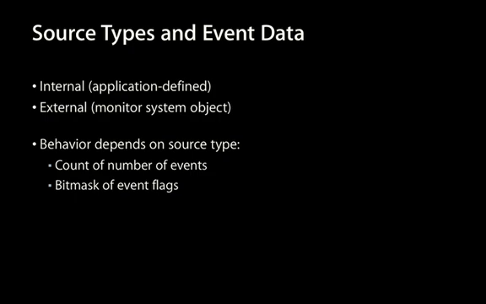So for some sources, the data that's returned to you is the count of the number of times an event has happened. We saw this with timers. For other event sources, it might be a bit mask of different event flags that indicate what activities occurred. And anytime that activity happens, that flag gets ORed into the bit mask. And when your event handler is called, you can check the bit mask and see what's happened.